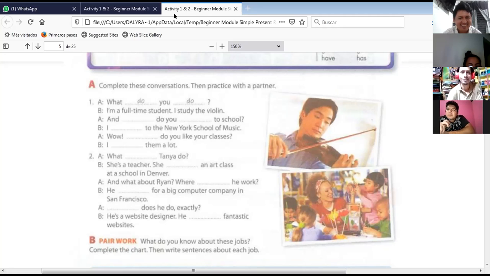Le ganaron, sí. Nelson. Le ganaron. Ay, perdón. Que responde la B, entonces él. No hay problema. That's okay. Me emocioné.